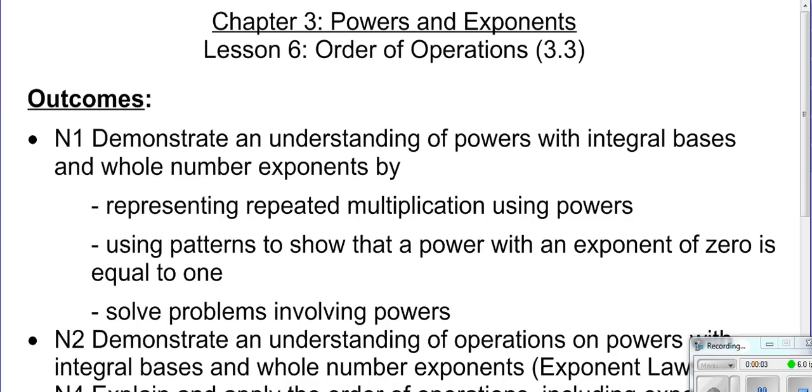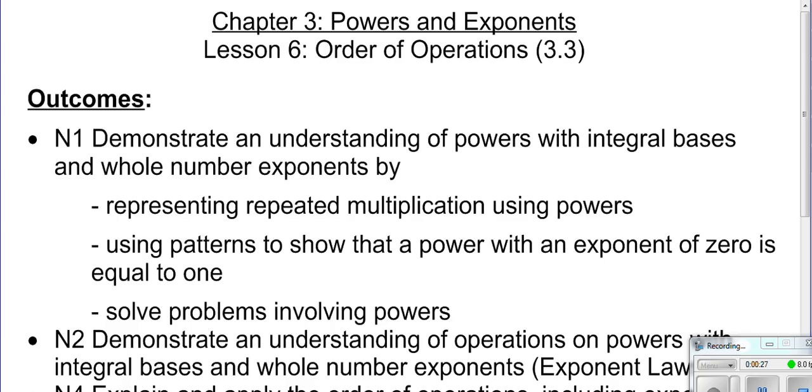All right, this is lesson 6, order of operations for chapter 3, powers and exponents. You may have noticed that we skipped a video for lesson 5. Lesson 5 is actually going to be an individual assignment that we complete in class. So if you're working ahead and you've already worked on lesson 5 by yourself, that's great.